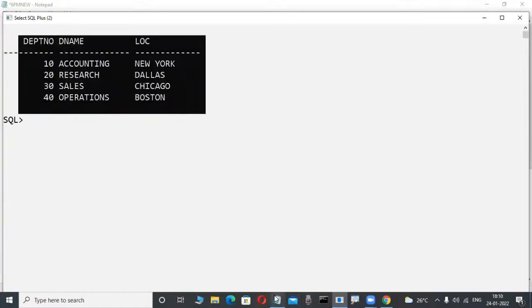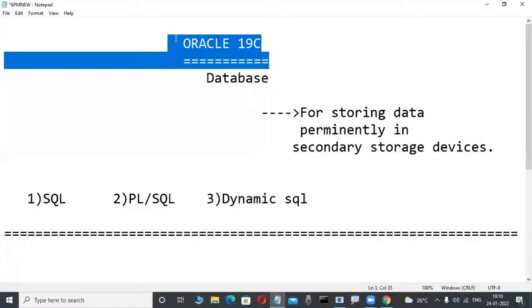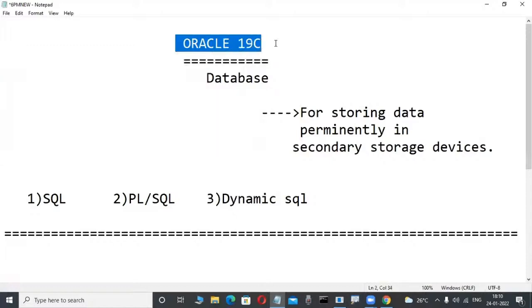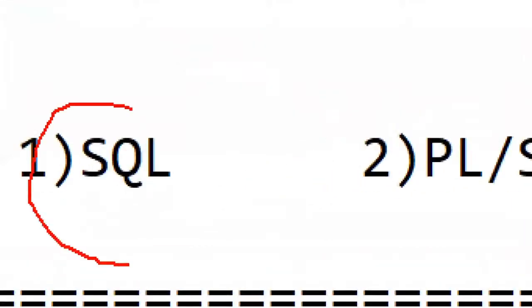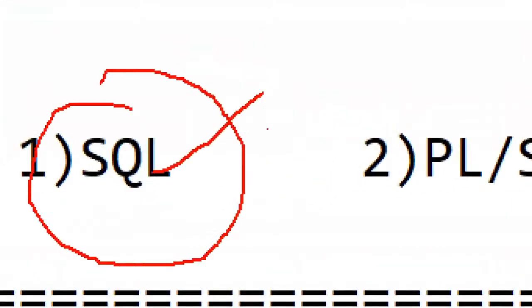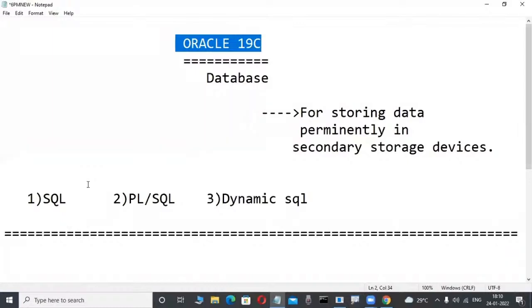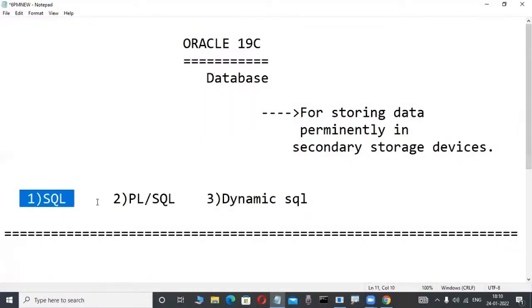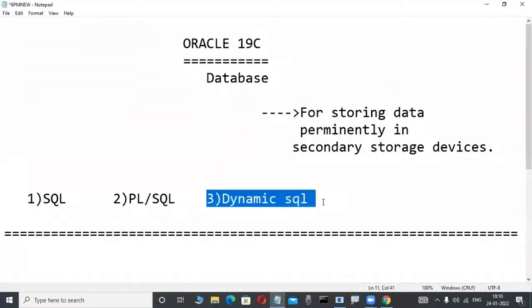For operating these relational data model products, one universal language is there. What is that? SQL, Structured Query Language. But to operate the Oracle product, not only SQL but three languages are there. One is SQL, another is PL/SQL, procedural language extension for SQL, and another one is dynamic SQL.